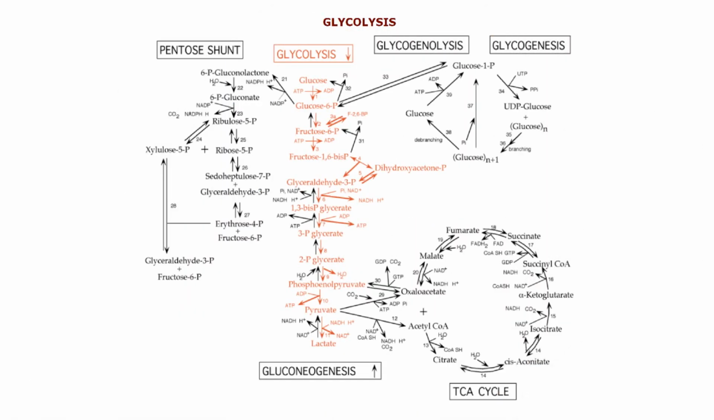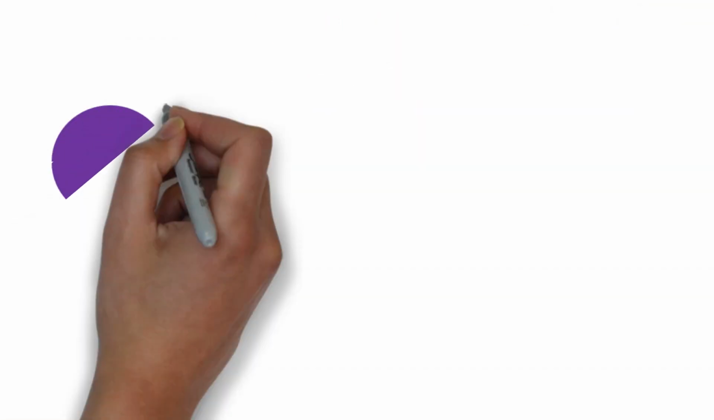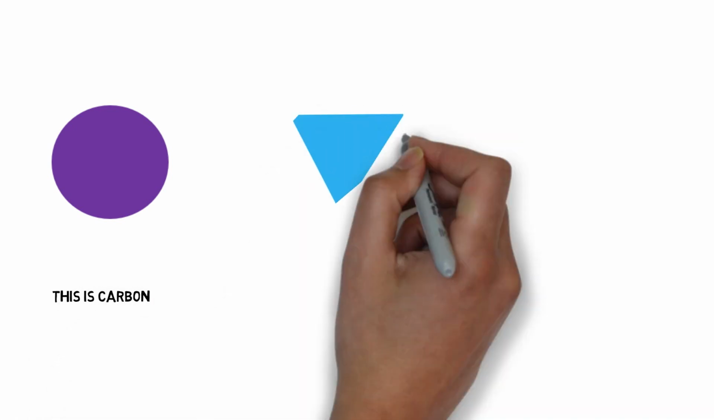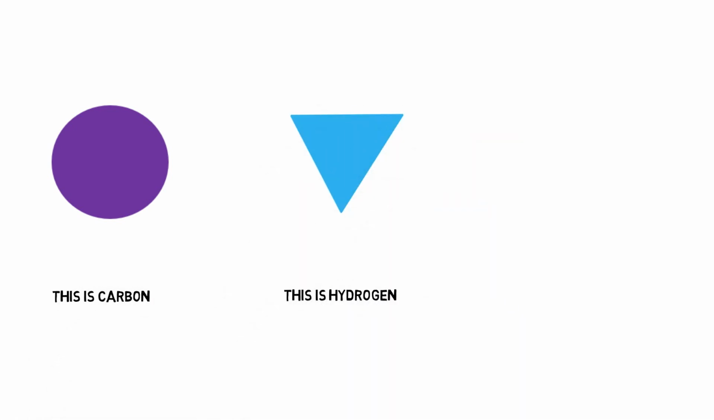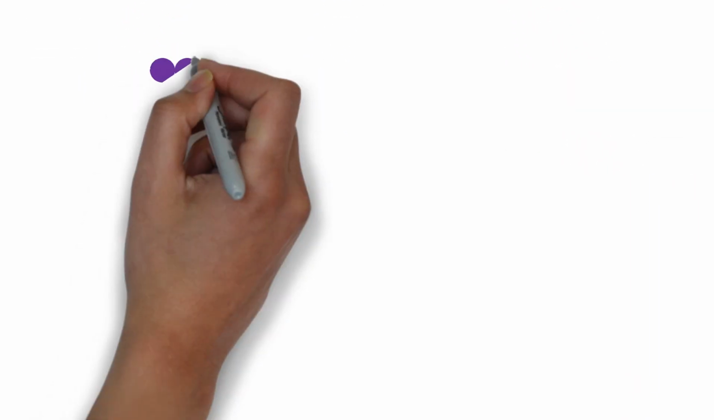Right, let's draw glycolysis. Here is the diagram of glycolysis, and you're probably looking at it thinking, wow, this is really complicated, but it doesn't have to be. What we can do is simplify it. Let's go all the way down to basics and let's start from there. We can start by drawing a carbon atom first, a hydrogen, and a phosphate molecule. Now these molecules will be key in the whole of glycolysis.